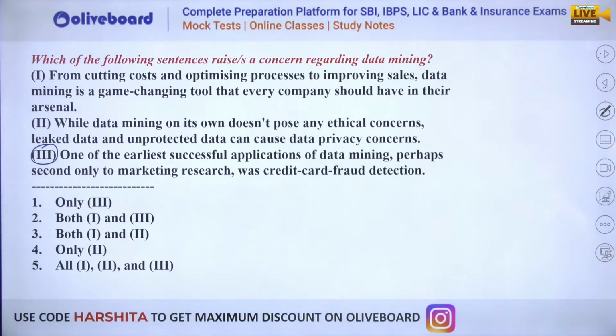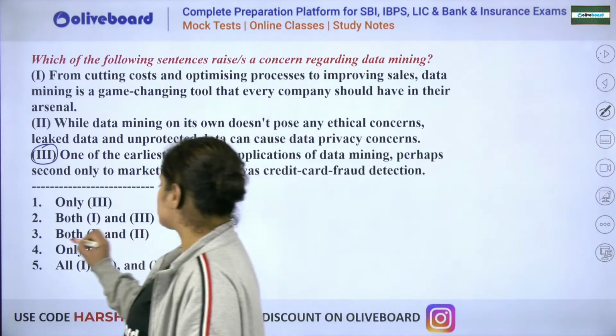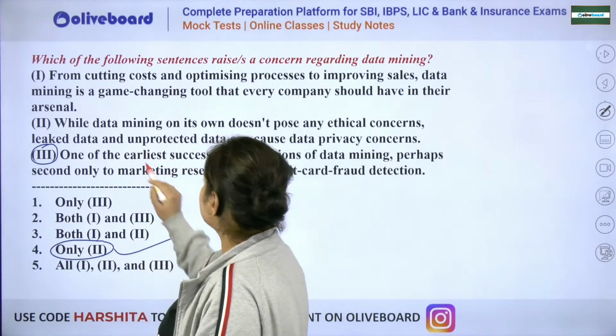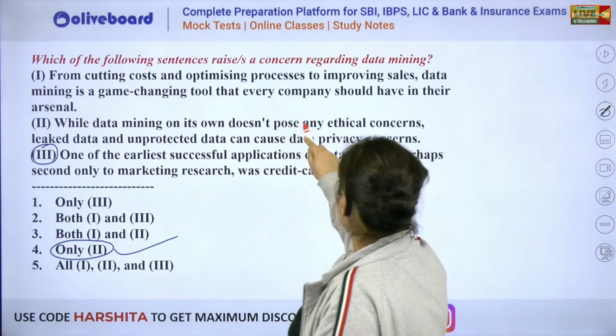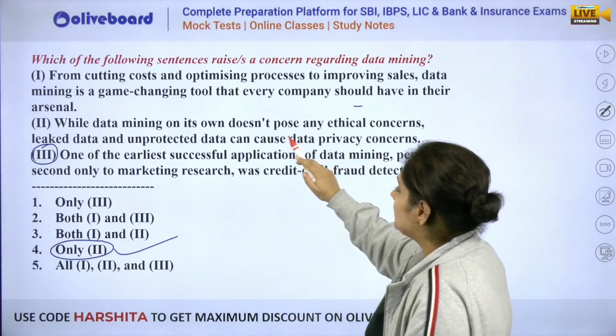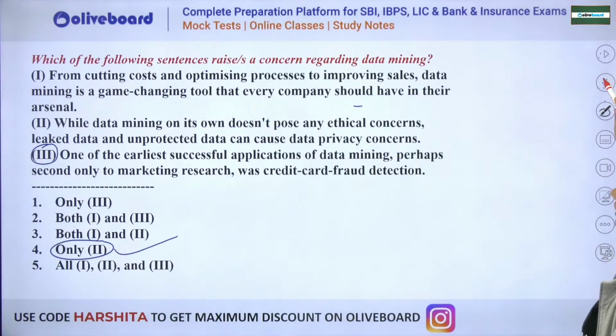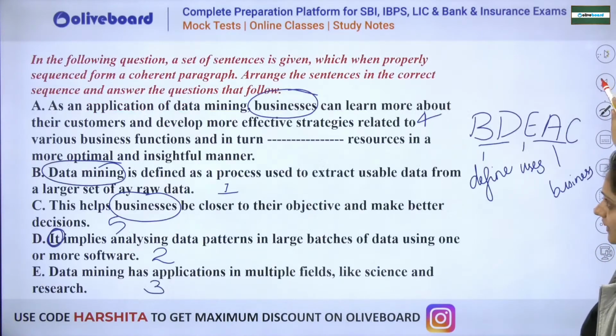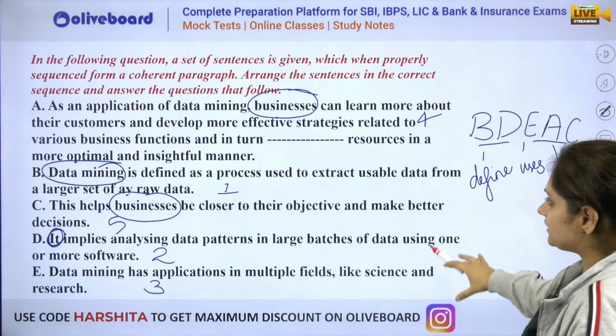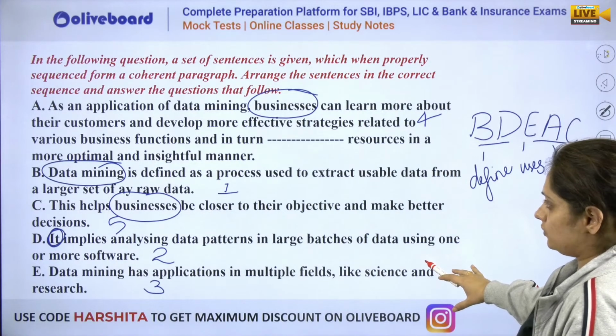Actually no, you are asked the concern. Okay, so that concern means something that raises a problem or worry. Okay, so regarding data mining, if I have to answer the concern, I think only 2 is correct, which is being given by statement 3. Data mining owned does not possess any ethical concern. Leaked data can cause data privacy. So data privacy can be a concern. In any of the sentences, you go back and check anything regarding concern was given, yes or no.